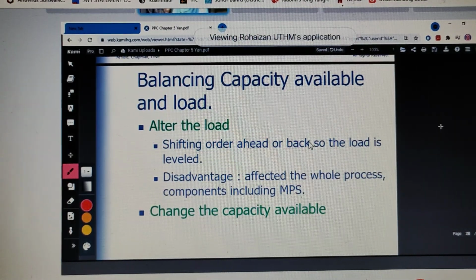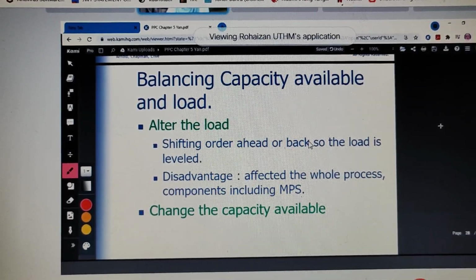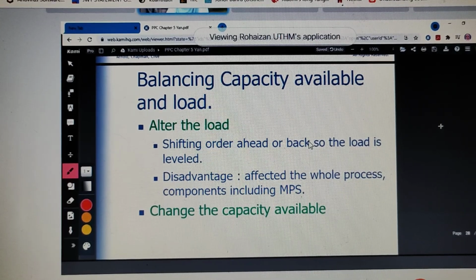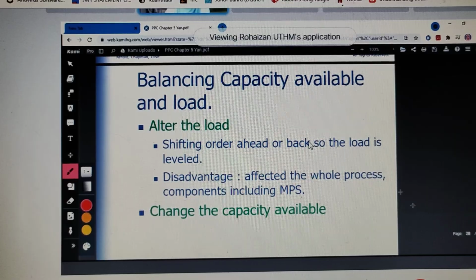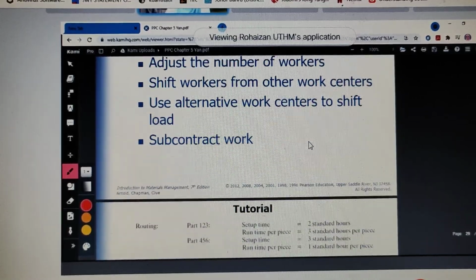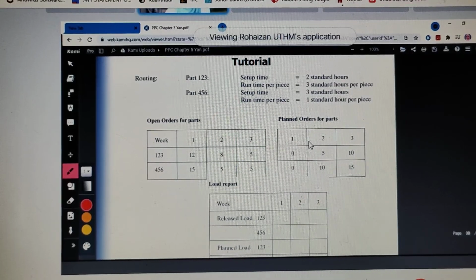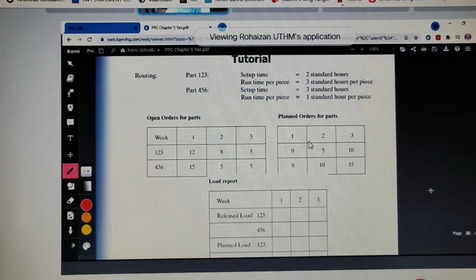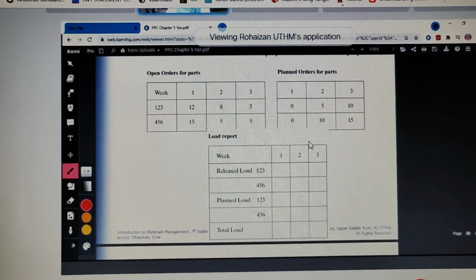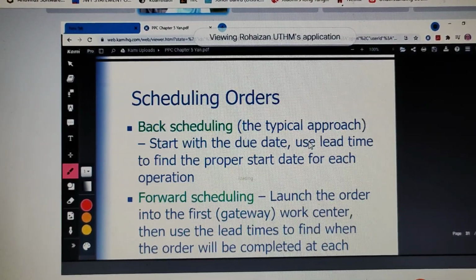But this is only theoretical. In real time, maybe there are a lot of things to cater for and so on. So this is going to be your tutorial later. Okay, proceed first to scheduling orders.